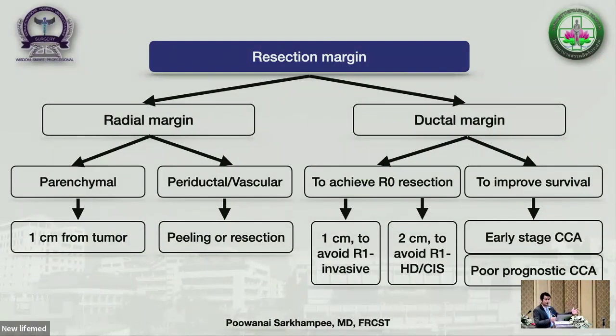For periductal vascular resection, you will peel the soft tissue off the vessel, and if there is any vascular invasion, resection and reconstruction is mandatory. And for ductal margins, you must be concerned about invasive carcinoma in any case, but in early cases, carcinoma in situ and high-grade dysplasia are important. And you must be concerned about early cases or poor prognostic factors.